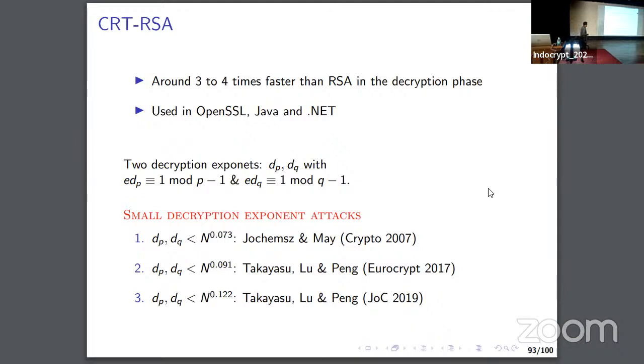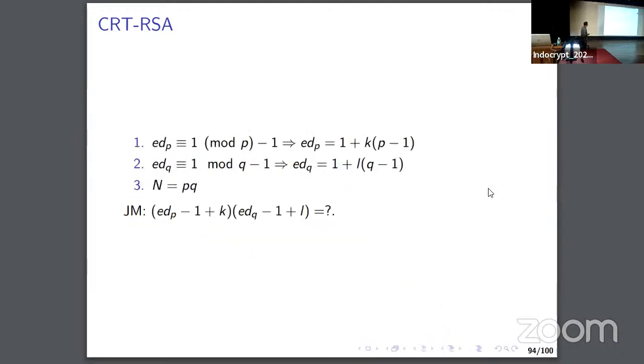Okay, so let us see the idea in CRT RSA. Of course, we have n equal to pq. We have that equation already, and instead of one decryption exponent, now we have two decryption exponents, so two decryption equations. So e dp equal to 1 modulo p minus 1, so you can write e dp equal to 1 plus k times p minus 1. Similarly, e dq equal to 1 modulo q minus 1, so you have e dq equal to 1 plus l times q minus 1. And we have this third equation.